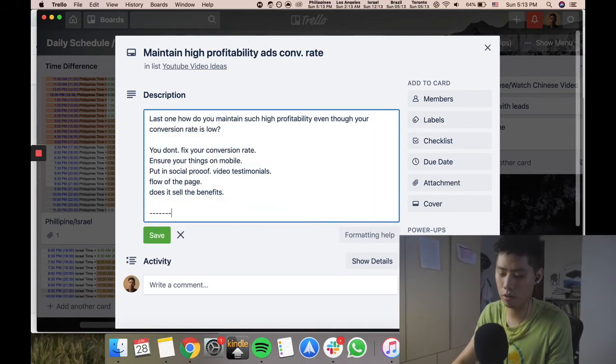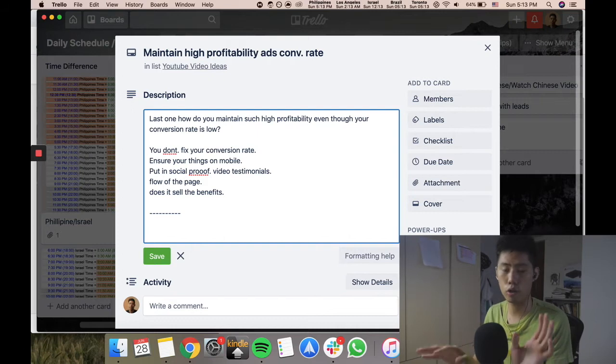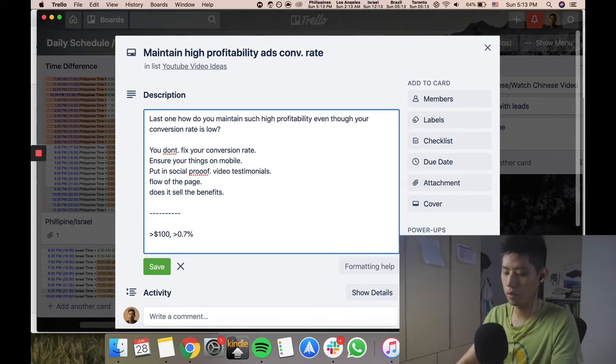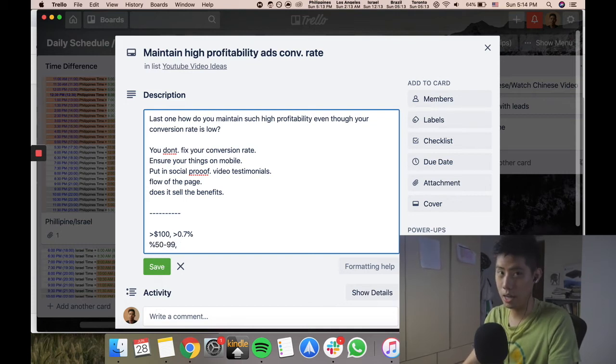Because I see data across different industries, I can share with you generally what you should look for. For example, if the product cost is generally $100 and more, then an okay conversion rate that will still give you profitability is anywhere from 0.7% and up. If you're selling anywhere from a $50 product to a $99 product, you really want to aim for at least 1.8% and up.